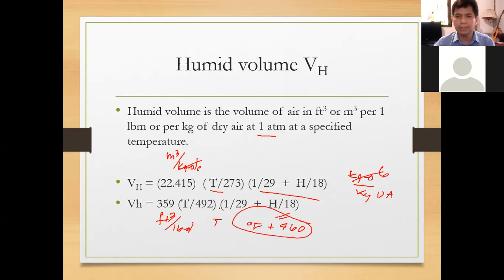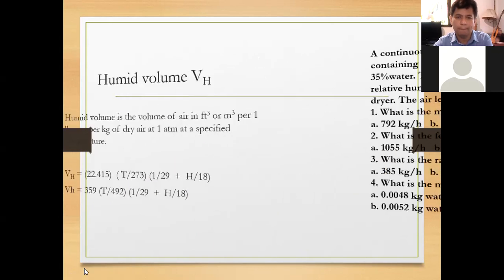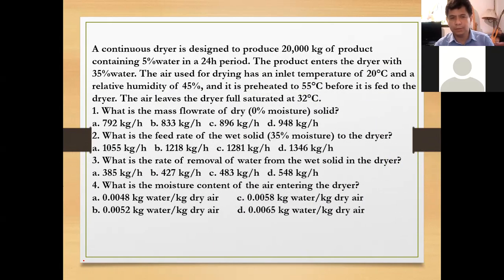Okay, do you have any question regarding humid volume? So we're going to use these equations sa pagsosolve ng continuous drying problem. Okay, so this is the problem. A continuous dryer is designed to produce 20,000 kilogram of product containing 5% water in a 24-hour period. The product enters the dryer with 35% water.